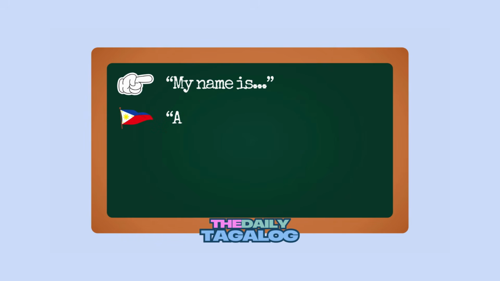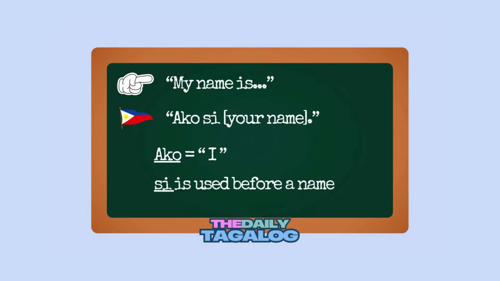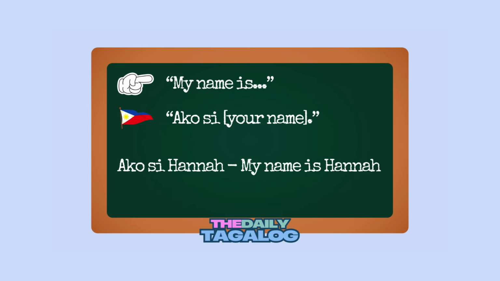In Tagalog, you say, ako si, followed by your name. Ako means I. Si is used before a name. So for example, ako si Hana. It means, my name is Hana.